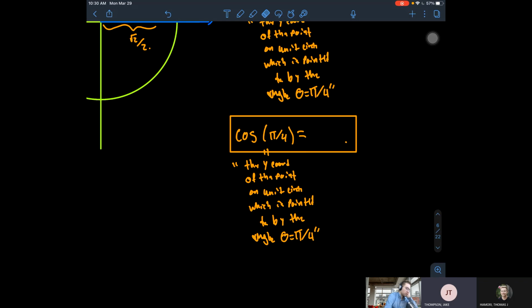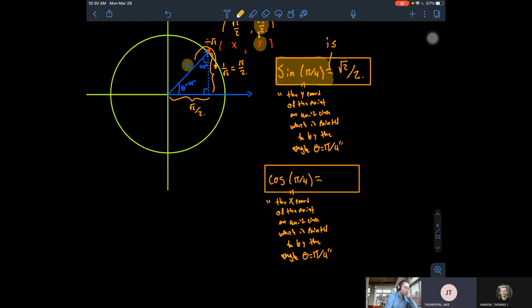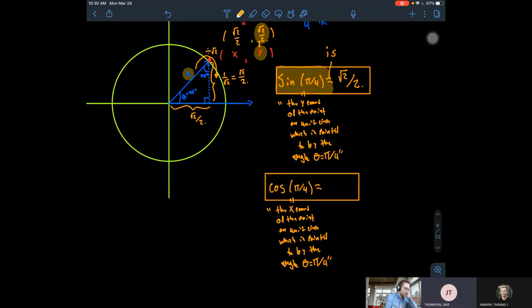When you use the x? Yeah, then it's going to be the x coordinate of the point on the unit circle, which is pointed to by the angle pi over 4. And what should cosine of pi over 4 be? Square root of 2 over 2. Yeah, also square root of 2 over 2.